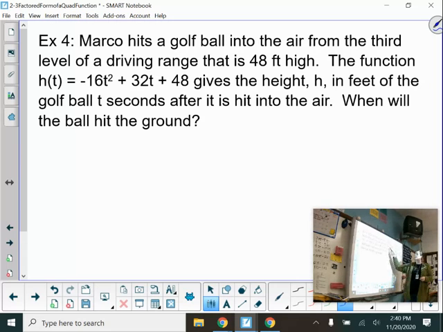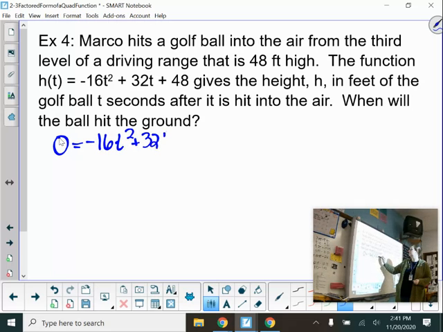The fact that where he's hitting this golf ball from is 48 feet has already been incorporated into the equation, so we don't have to do anything else with this. But you do need to think about what the height would be whenever the golf ball hits the ground. Well, whenever that golf ball comes down and hits the ground, the height is going to be 0. So in this equation up here, I'm going to replace the h of t with a 0. Which gives us 0 equals negative 16t squared plus 32t plus 48.